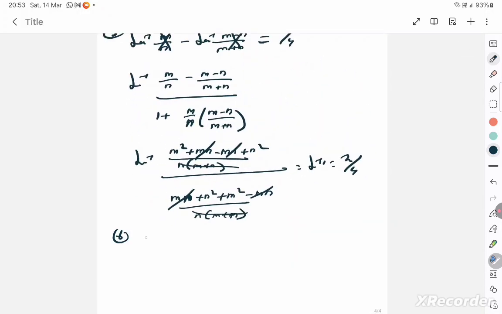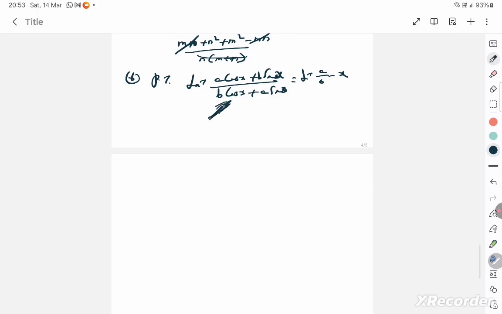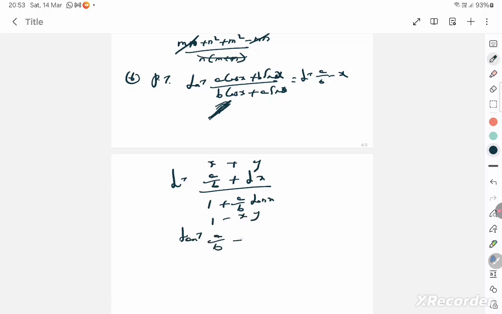The sixth question is prove that tan inverse of a cos x plus b sin x by b cos x plus a sin x is equal to tan inverse of a by b minus x. The moment I see this, I would like to divide throughout by b cos x. Tan inverse of a by b plus tan x by 1 plus a by b tan x, which is like x plus y by 1 minus xy, which is tan inverse of x plus tan inverse of y, which is tan x. So tan inverse of a by b plus x is the answer.